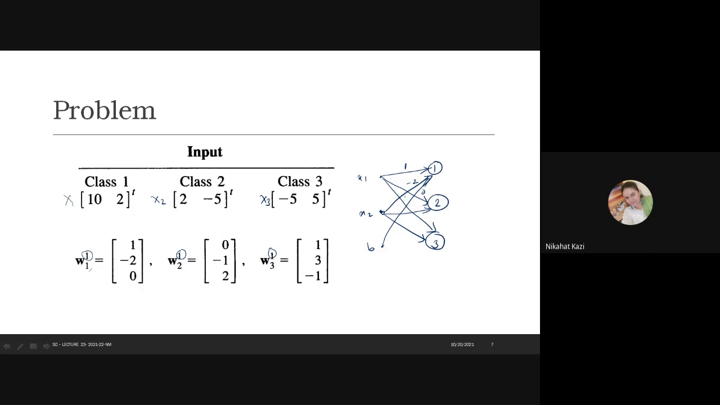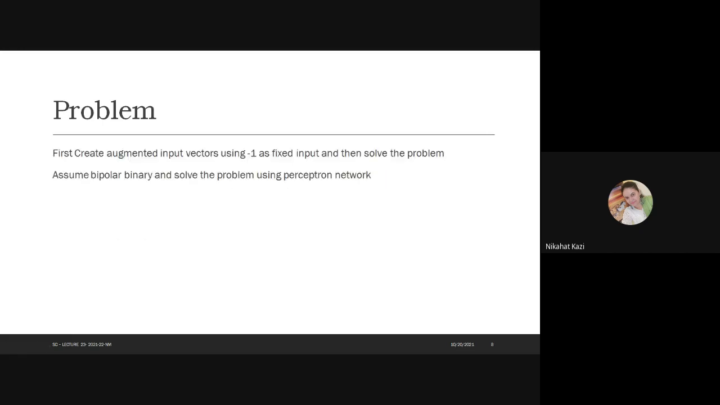So we will solve this problem for one iteration. First, the hint is you create the augmented input vectors. Now you can use either -1 or +1 as a fixed input. If it is not mentioned, you can use any one. But here I am using -1. And assume that you're using bipolar binary. You know which activation functions you can go for when you're using perceptron? Either unipolar or bipolar binary. They have to be binary. That is important. It's a perceptron.